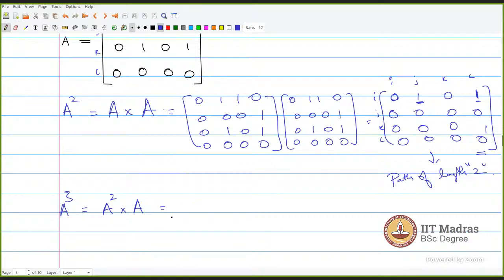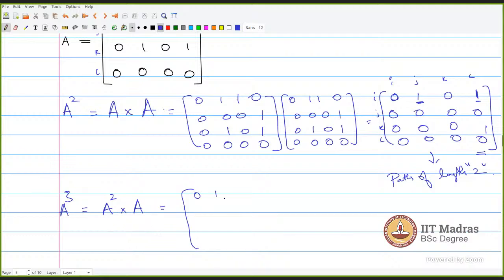Got it? Or simply you just multiply A 1000 times if you are interested. Okay. So for A cube, I can actually take A square multiplied with A.